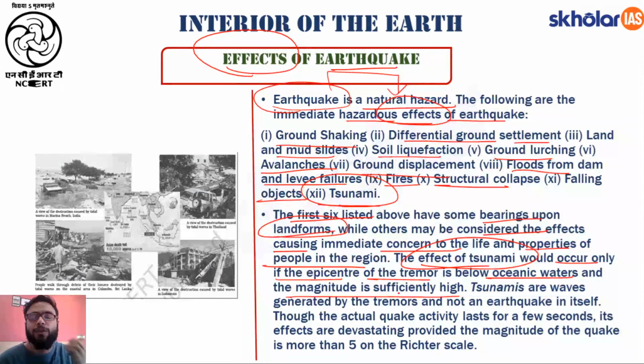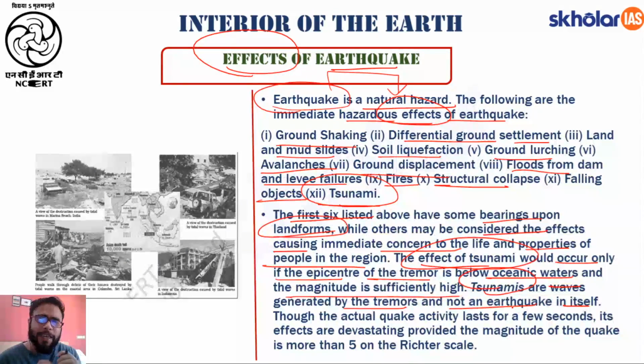So what is the source of origin of a tsunami? A tsunami is basically an effect of an earthquake. And where is the epicenter? The epicenter is below the oceanic water, right? And as the energy is released from the epicenter, what will happen? It will result in the water being displaced and a huge amount of crests and troughs will be developed, which will move towards the land areas, causing damage to life and property. Fine. Tsunamis are the waves which are generated by tremors and not an earthquake in itself.